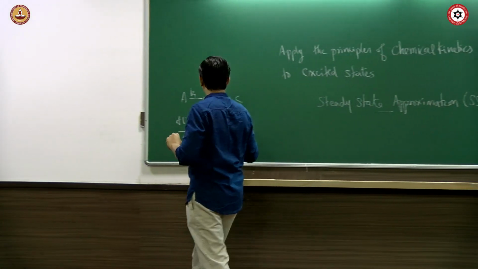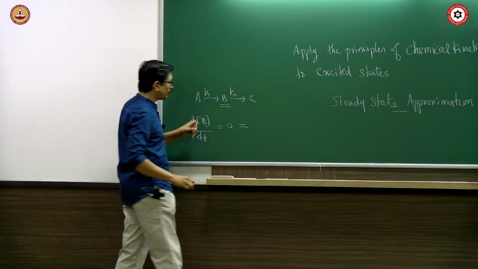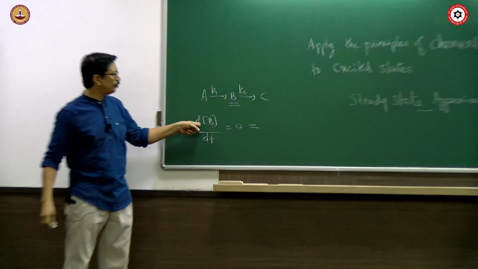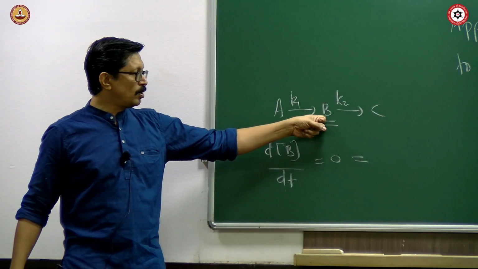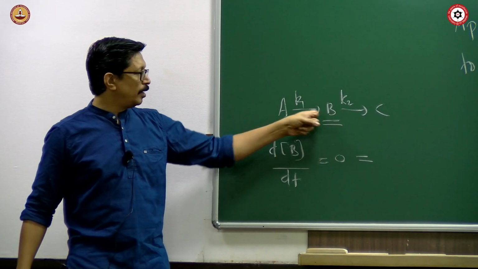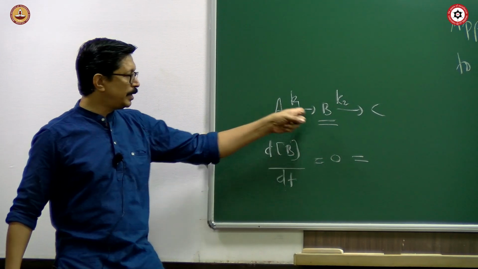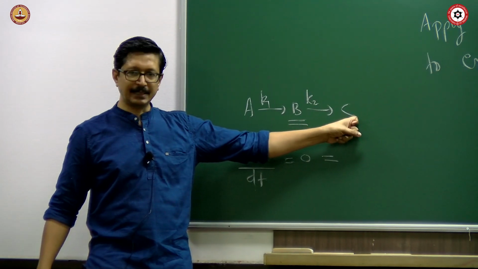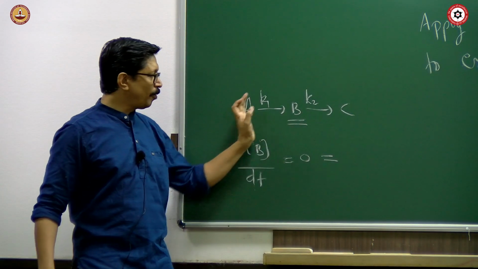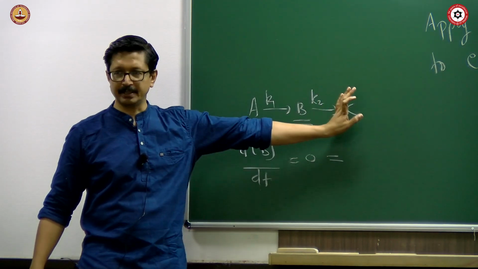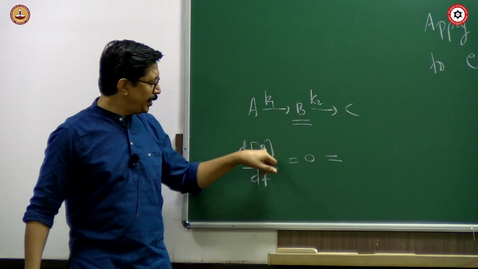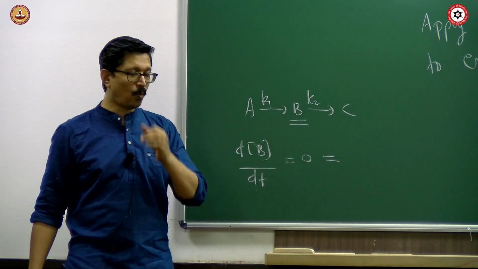Now I can also write the expression for dB by dt. dB by dt means there is a concentration of B which is formed from A, then it is reacting to get C. So there is a formation rate and there is a decay or consumption rate. When dB by dt is equal to 0, what does it indicate?